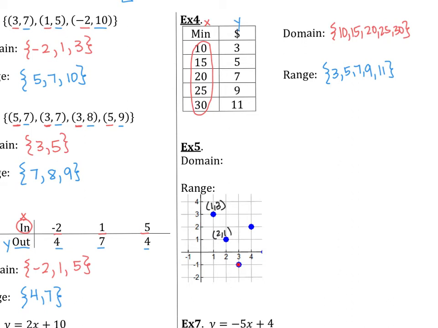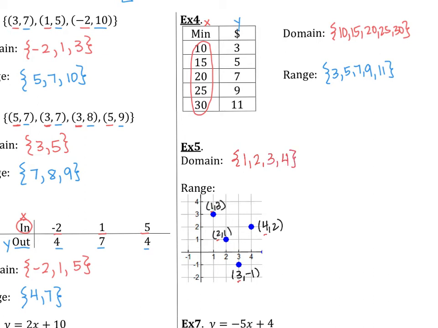Down here I have x is 3, y is -1. 3, -1. And then the last one is 4, 2. Okay, now if I just look at those ordered pairs, the domain is all the x's. So 1, 2, 3, 4. And if I go left to right, I can actually pick them up in order.